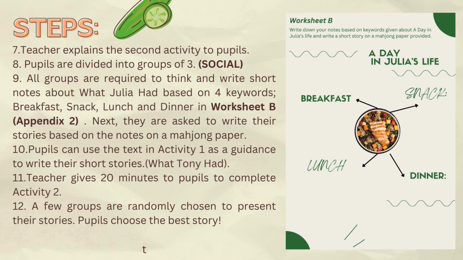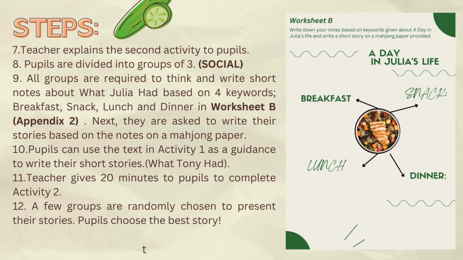Next, teacher explains the second activity to pupils. Pupils are divided into groups of 3. This is where social strategy occurs. Next, all groups are required to think and write short notes about what Julia had based on 4 keywords: breakfast, snack, lunch, and dinner in worksheet B as shown.